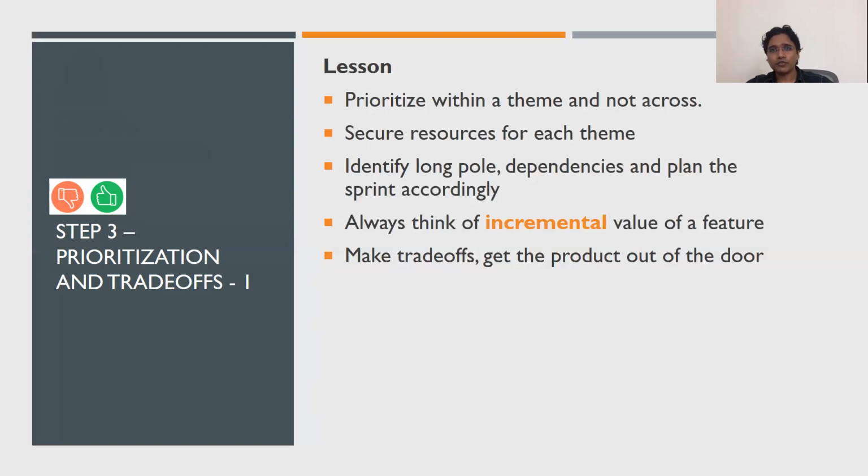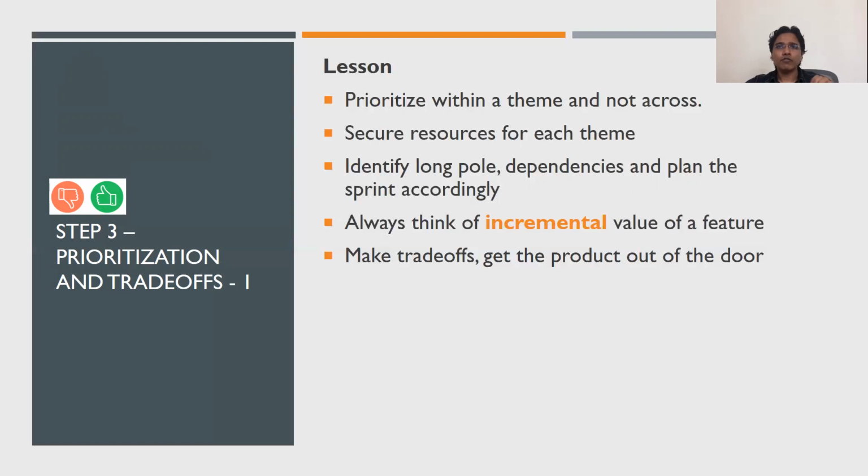You may not need to ask for different resources. You can have the same resources, but you need to have a plan for when they would be finishing up the stories for each of the themes so that in the end, your product is ready. Under VCs, really identify the long pole and dependencies. This way you can work with your SDM or tech team in building their sprint plan accordingly.